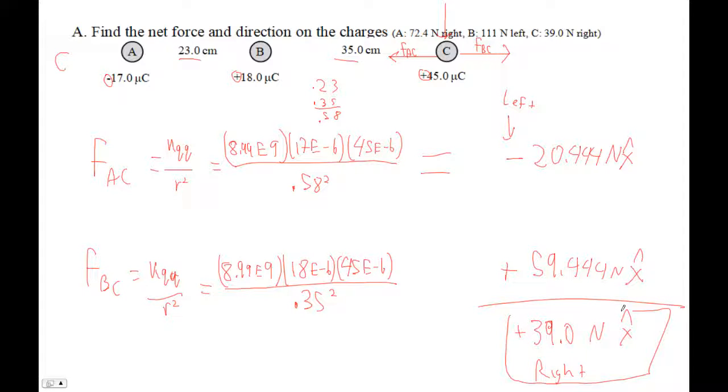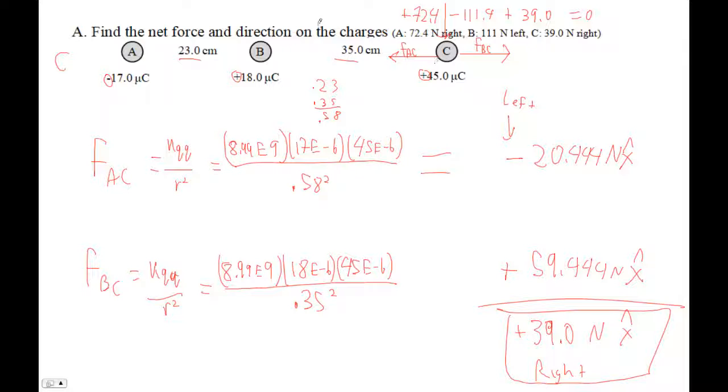Now, notice that these numbers, right? This is 72.4 newtons. The net force on A is 72 newtons to the right. This is 111 to the left, and this is 39 to the right. If you add all these up, you'll actually get 0. Now, here's what I'm saying, right? If you say 72.4 is positive, it's to the right, minus 111, that was actually 0.4 as well, right? Plus 39.0, that'll add up to 0, right?